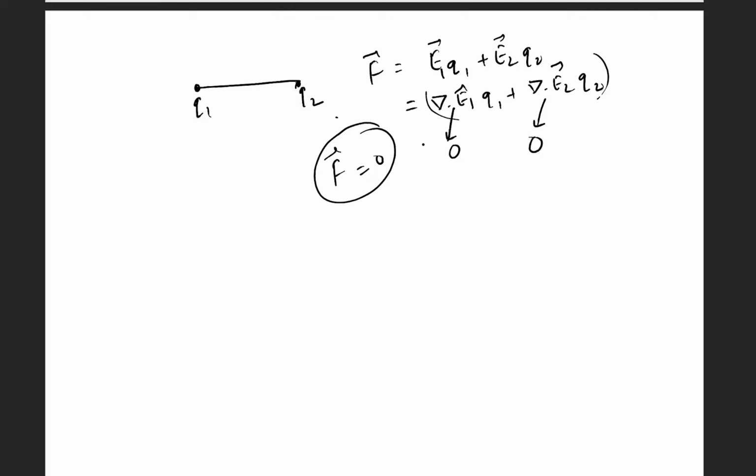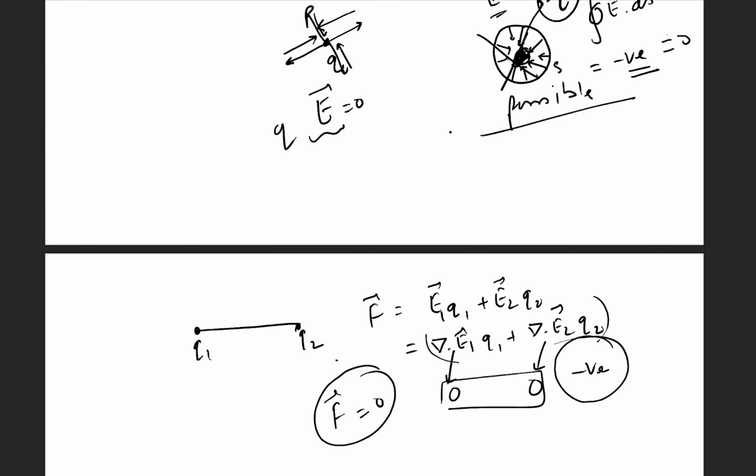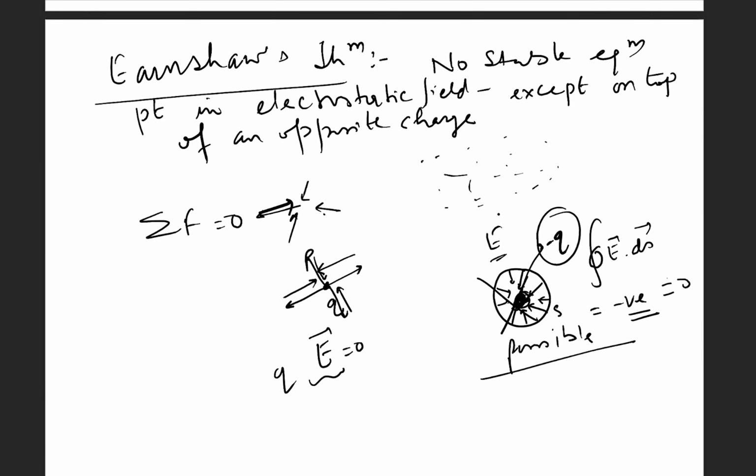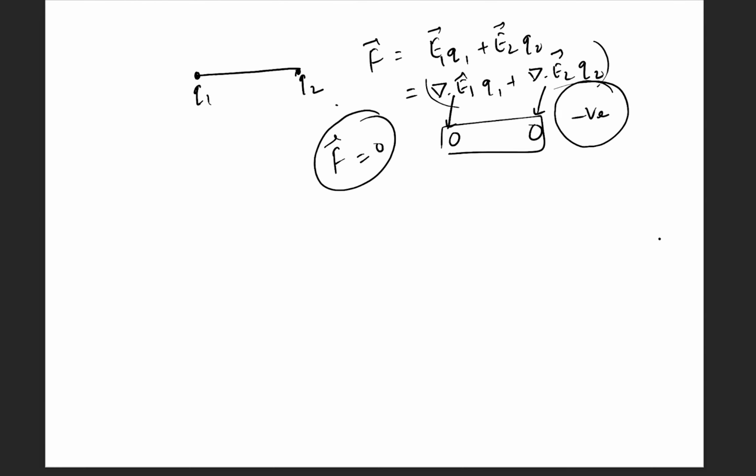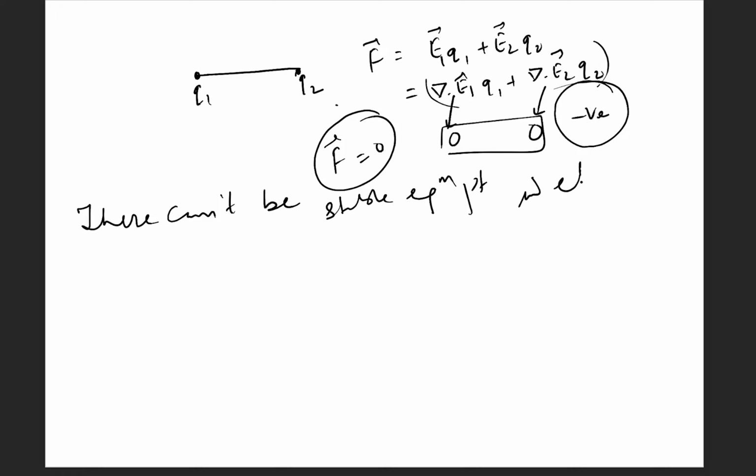So at minimum, this value can be 0 only, not negative. However, for a stable equilibrium, what we need is this to be negative, not 0. So this shows that there cannot be a stable equilibrium point in an electrostatic field.